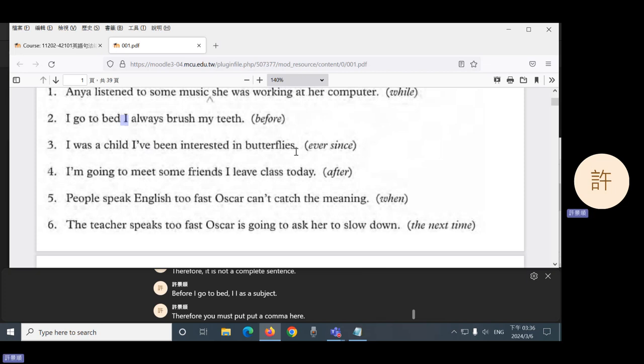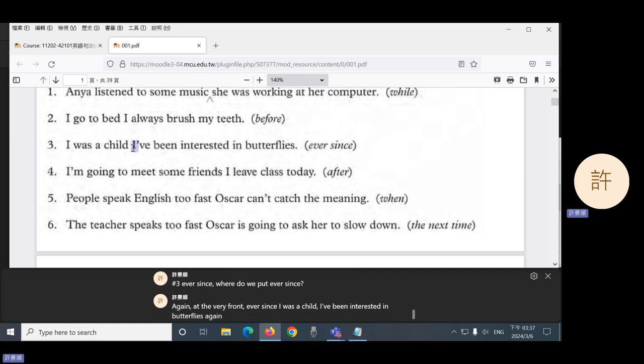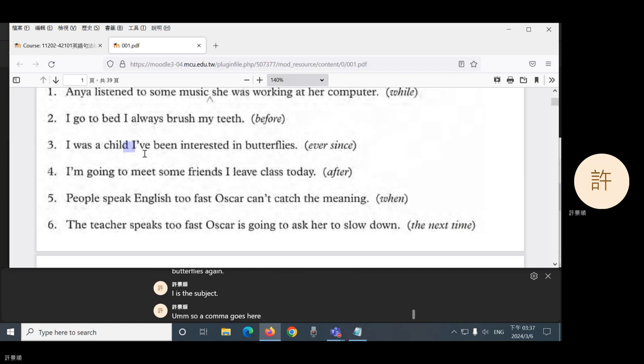Number three, ever since. Where do we put ever since? Again, at the very front. Ever since I was a child, I've been interested in butterflies. Again, I is the subject, so a comma goes here. Ever since I was a child, comma, I've been interested in butterflies.